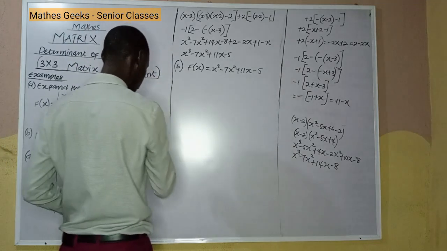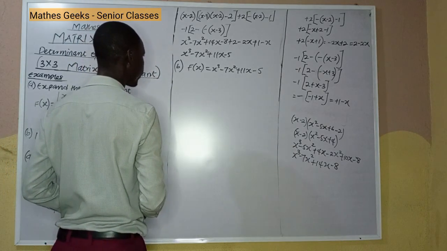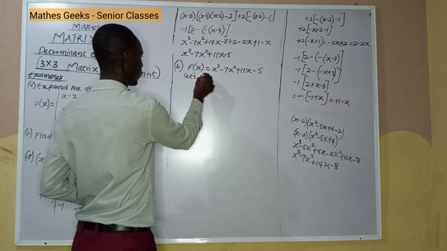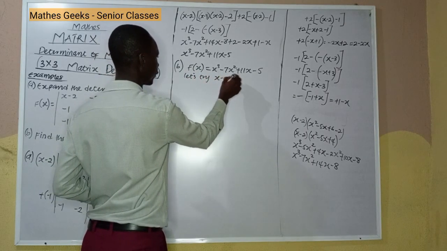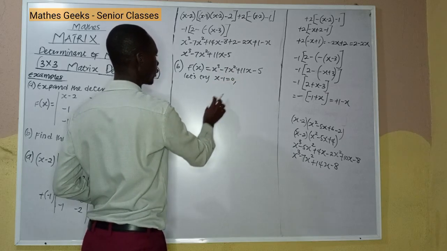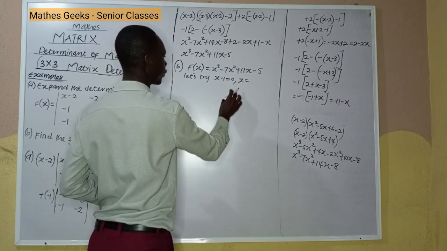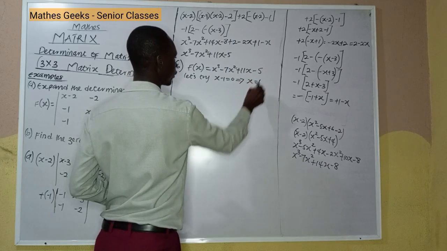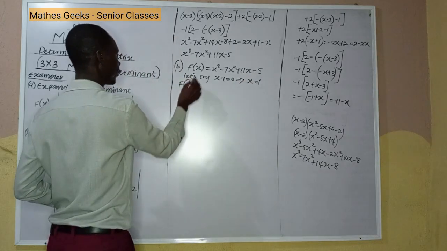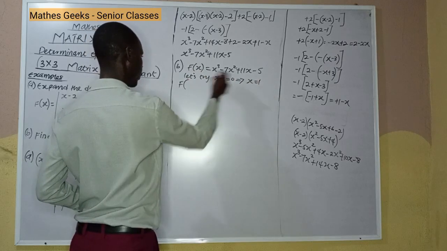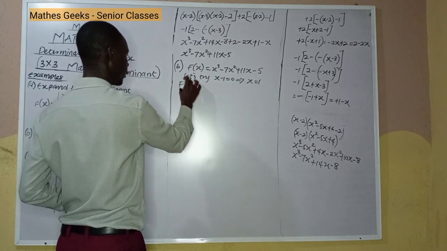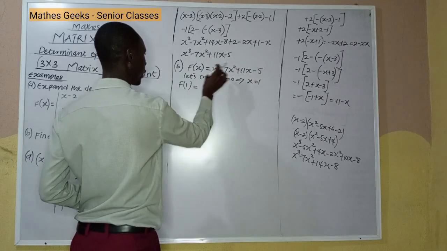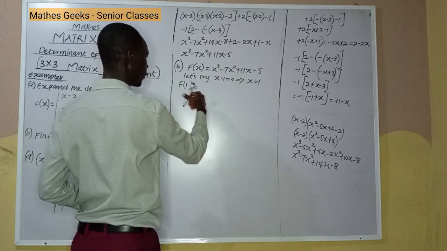So the first thing we're going to do, we're going to try some factors. Let's try x minus 1 equals 0. So this implies that x equals 1. So f here you have x. Since x equals 1, you put 1. So this means anywhere in this expression, anywhere there is x, you put 1 in place of x.